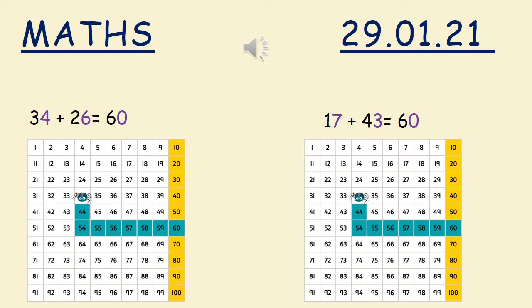Okay, the first one, 4 and 6. They are pairs of numbers making 10. 7 and 3. They are pairs of numbers making 10. Okay, so you can always make that link to help you in your addition very quickly.